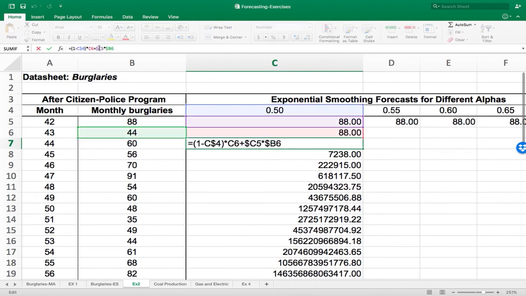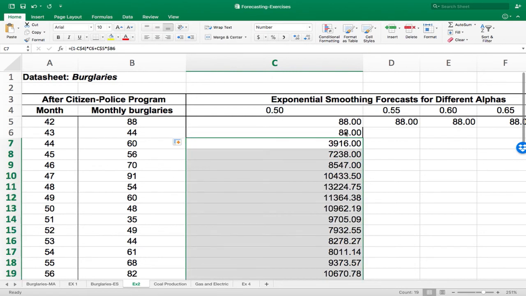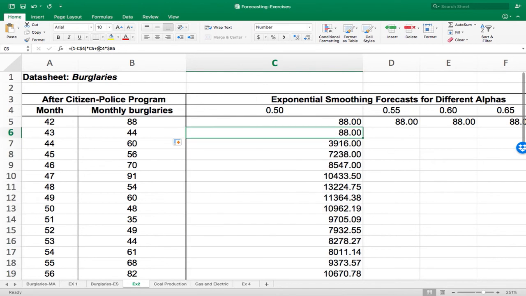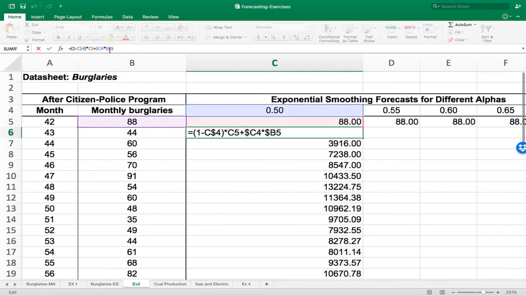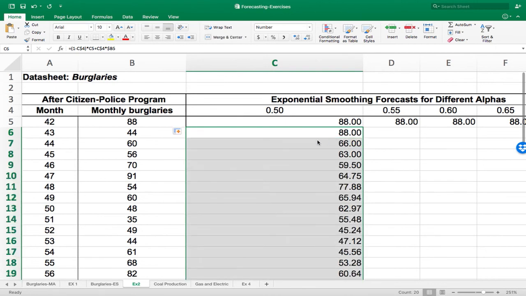So we had to put this dollar sign between C and 5. Okay. Uh-oh. Okay, so here I had to do that, sorry. C$4. Let's try one more time. Okay, now it looks more reasonable.